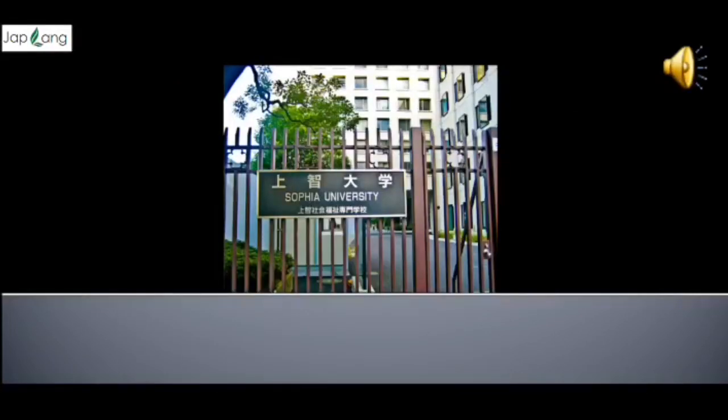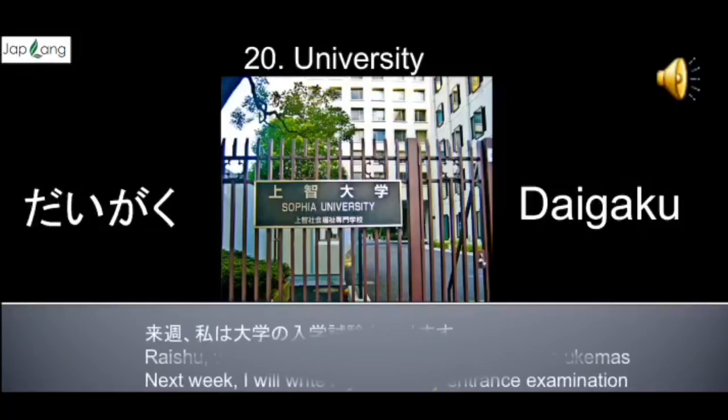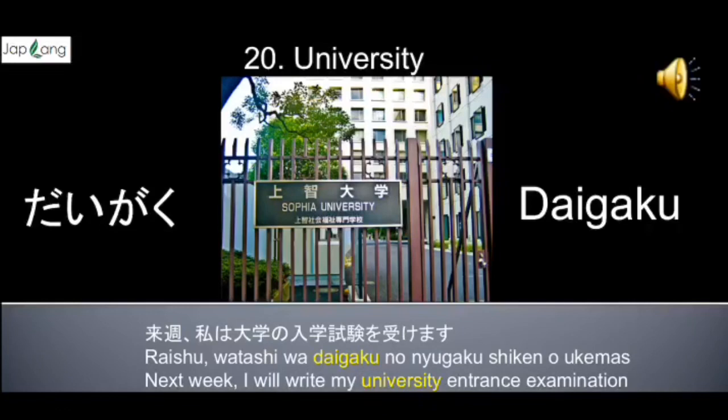Alright, next seems to be Sophia University. So university, right? University in Japanese we call daigaku. Japanese sound would be 大学. Example sentence would be 来週私は大学の入学試験を受けます。 It means next week I'll take my university entrance examination. 大学 is university. Alright, so we go to next.